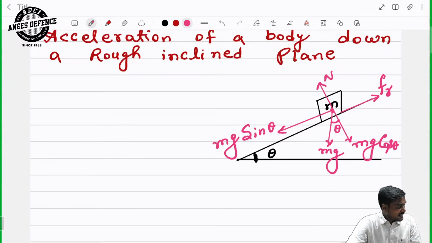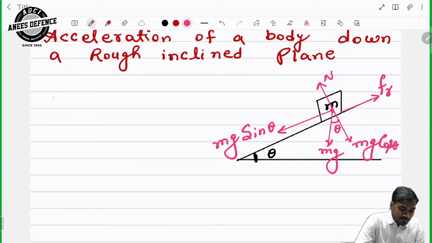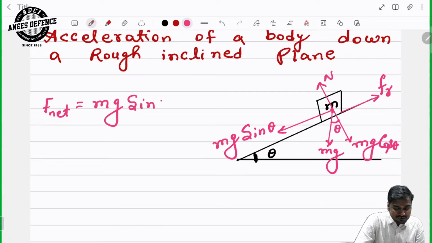So the net force acting on the body down the inclined plane is nothing but mg sin theta minus the friction force. Why? Because you want the object to slide down, so mg sin theta should be greater than the friction force. So the net force is equal to mg sin theta minus the friction force.